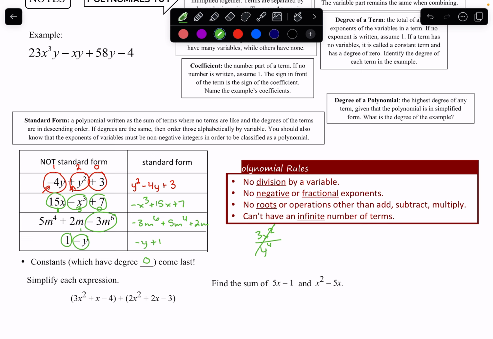No negative or fractional exponents. So that means I can't have 3x to the 1/2. That's not allowed. I can't have 3x to the negative 2. That's also not allowed.